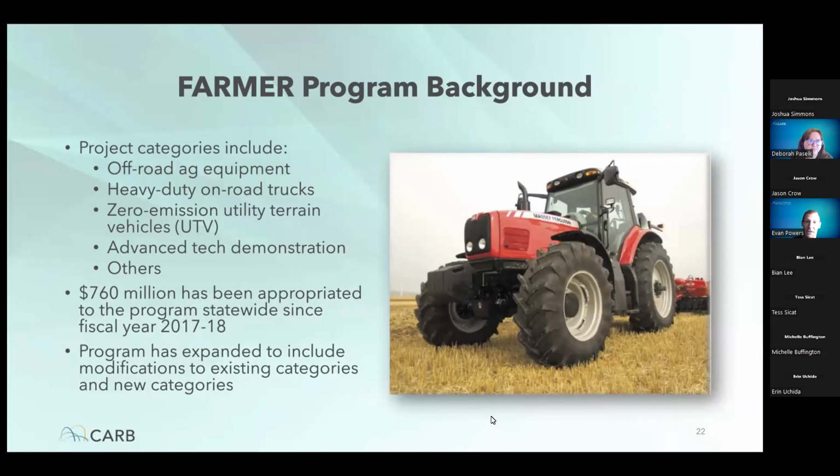Over the past 6 years, since the program's inception, FARMER has received continued support from the legislature and has been appropriated about $760 million. The program has also utilized board-granted executive officer authority to modify existing project criteria and expand with additional project categories since the program's inception, which brings us to today.